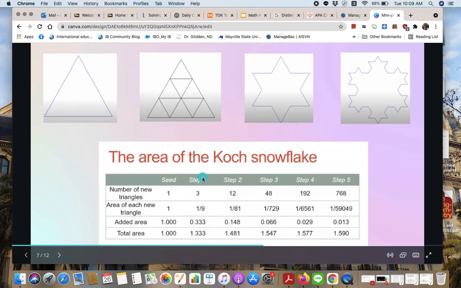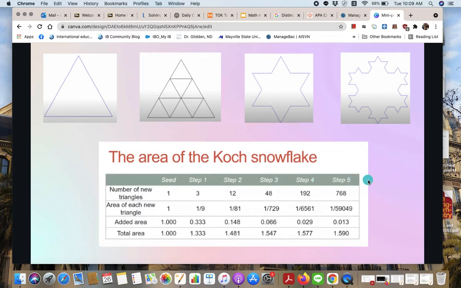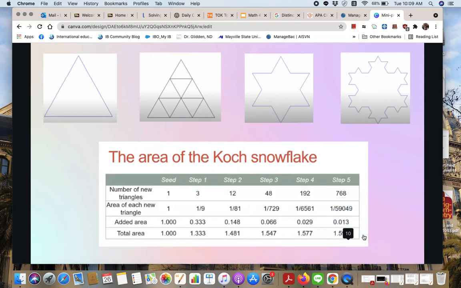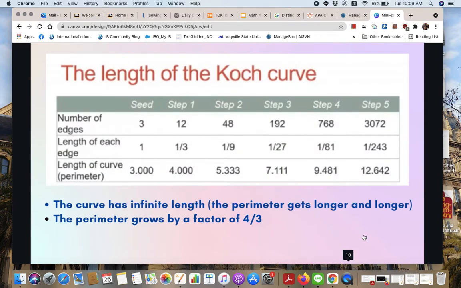As it continues, you will see that even though we have more and more new triangles, the area of each new triangle gets smaller and smaller. So the added area gets smaller as well. The total area gets closer and closer to 1.6. In other words, there is a limit to the area of the curve. Whereas, if we compare it to the previous table, there's no limit to the perimeter.